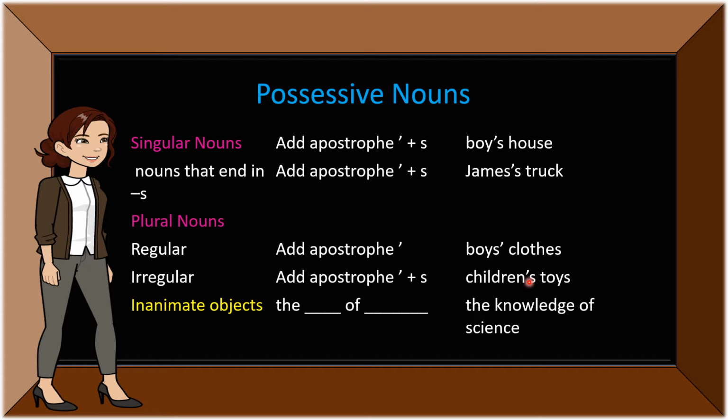When you have irregular nouns, so they're not going to end in s or es, we're going to add apostrophe s. Now, for inanimate objects, we're going to put them in a phrase. So the knowledge of science is what we have. To show whose knowledge, to show who owns the science, we're going to put it in a prepositional phrase. So the knowledge of science, we're going to explain where it's from by a prepositional phrase.